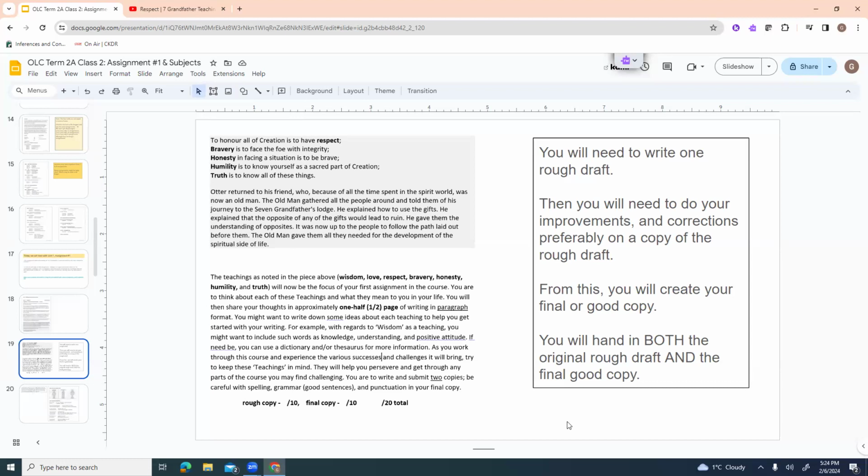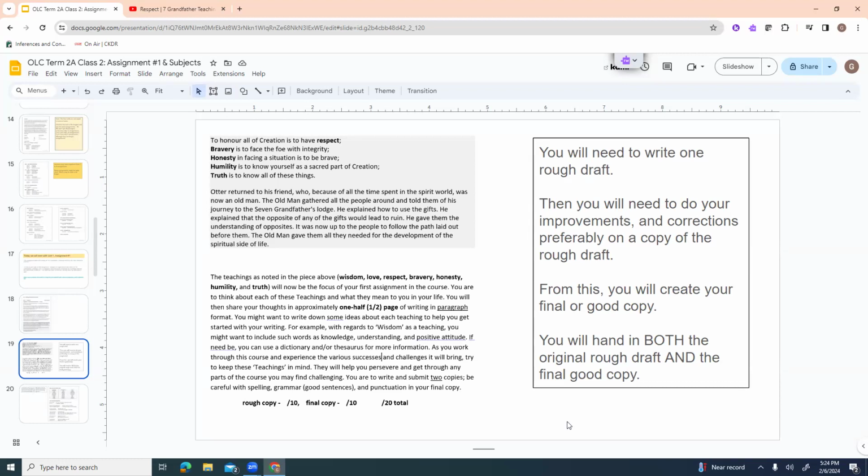Otter returned to his friend, who, because of all the time spent in the spirit world, was now an old man. The old man gathered all the people around and told them of his journey to the 7 grandfathers' lodge. He explained how to use the gifts, and he explained that the opposite of any of the gifts would lead to ruin. He gave them the understanding of opposites. It was now up to the people to follow the path laid out before them. The old man gave them all they needed for the development of the spiritual side of life.